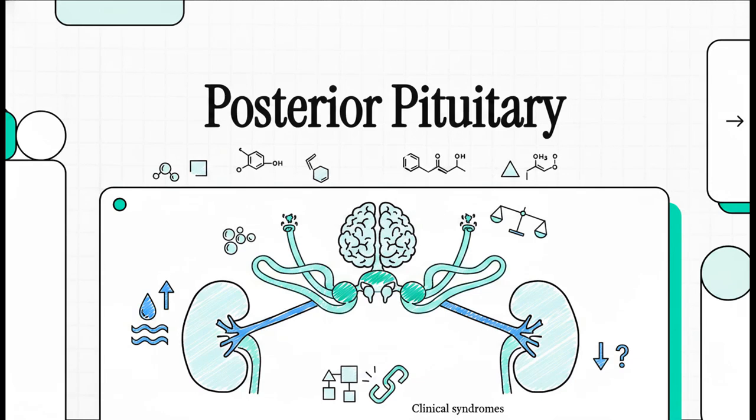Today we're unpacking the absolute master of homeostasis, the posterior pituitary gland. This tiny structure is literally the body's chief architect of water balance. It's constantly making these micro decisions about whether to hold on to fluids or let them go. We're going to dive deep into the precise mechanisms, the fascinating hormones involved, and of course the clinical syndromes that pop up when this highly delicate system gets thrown completely out of balance.